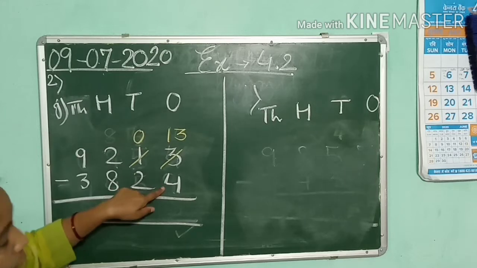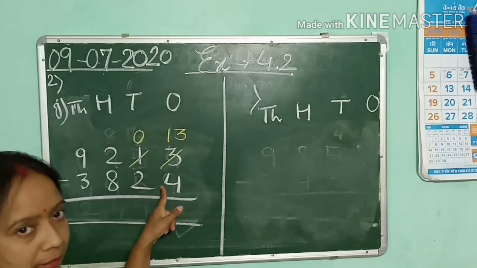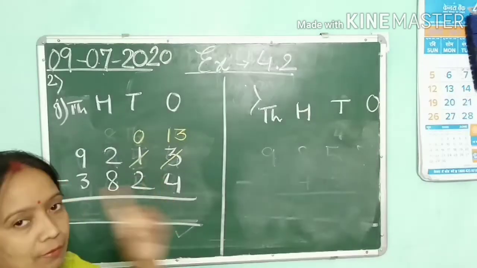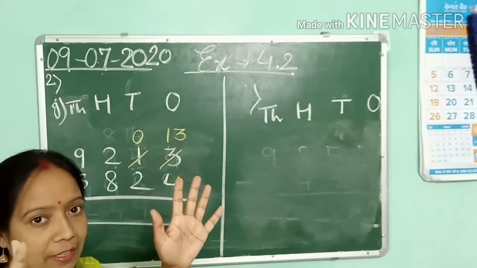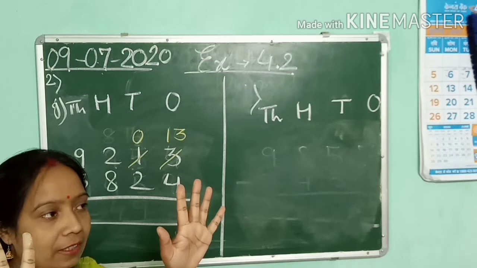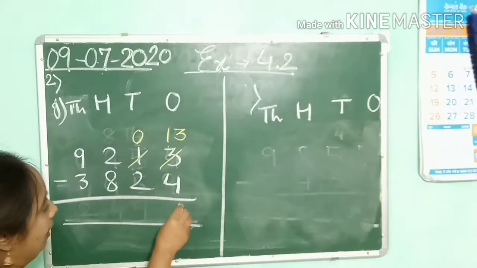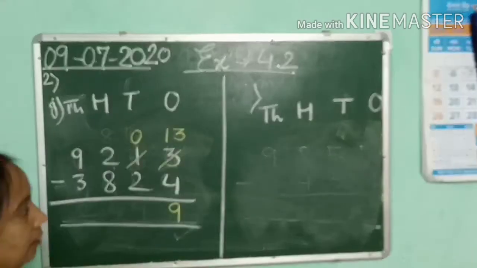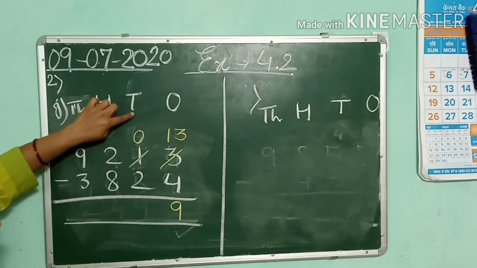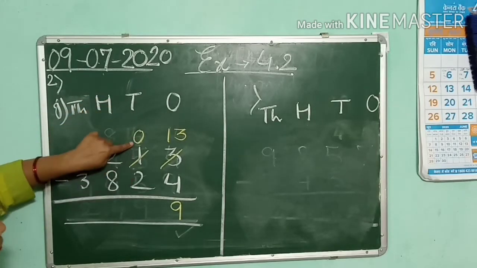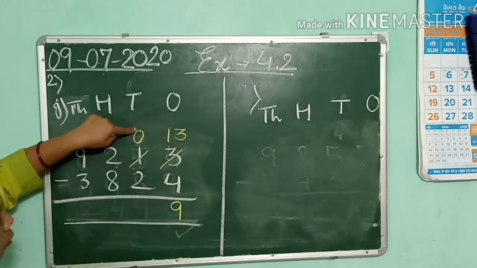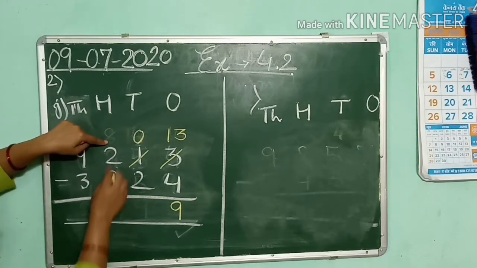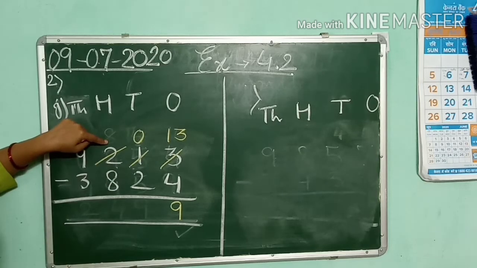Now, 13 minus 4. After 4, you start counting till 13: 5, 6, 7, 8, 9, 10, 11, 12 and 13. How many fingers? 9. So, you write here 9. Under the tens column, you have to subtract 2 from 0. It's not possible because 0 is smaller than 2. So, 0 will borrow from the hundreds column, from 2.